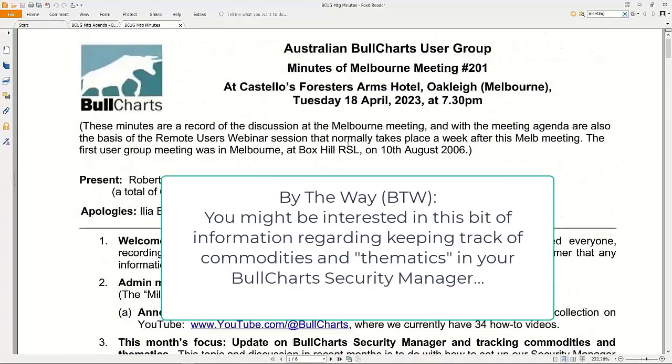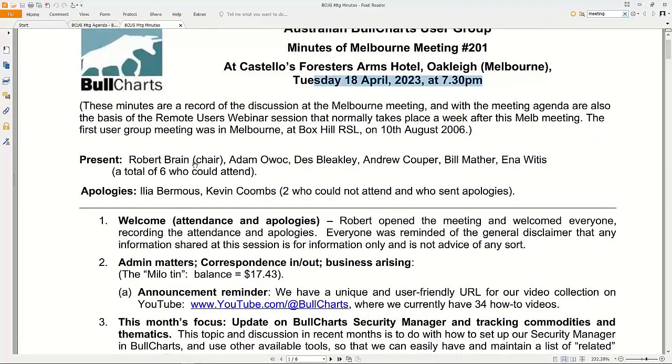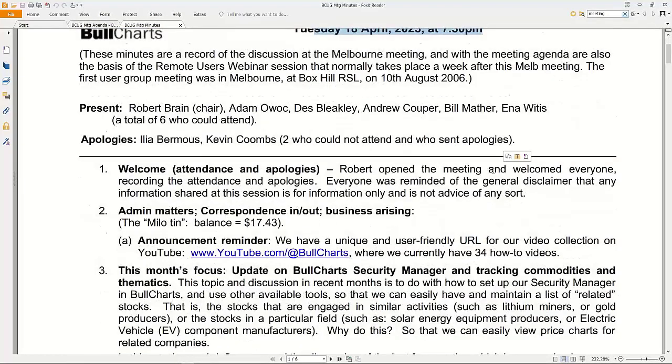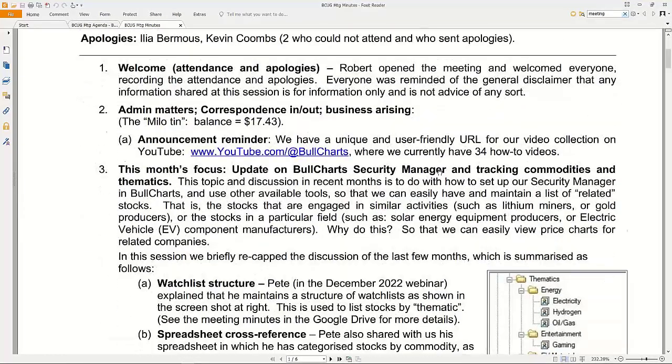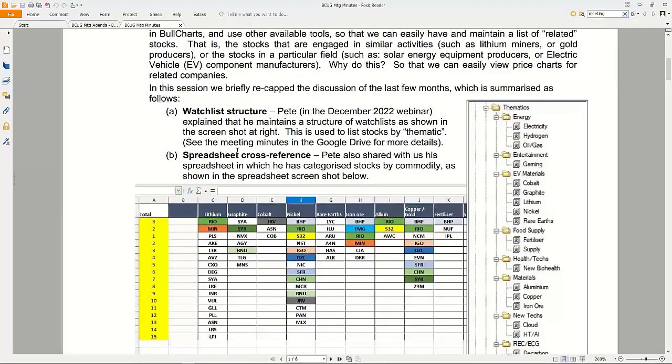In the minutes of last week's meeting, Tuesday the 18th of April, we had 6 people present, not a large crowd. And there's a summary there of what we talked about regarding BullCharts Security Manager and tracking commodities and thematics.